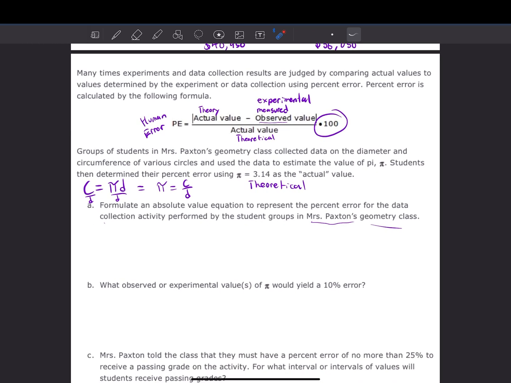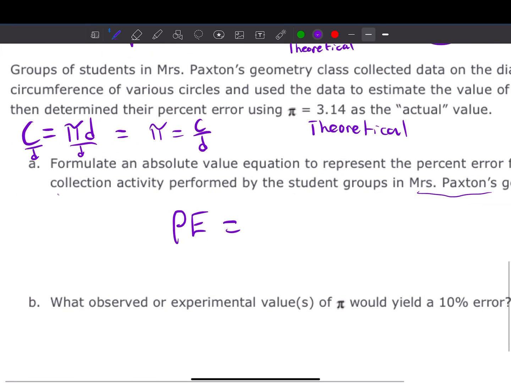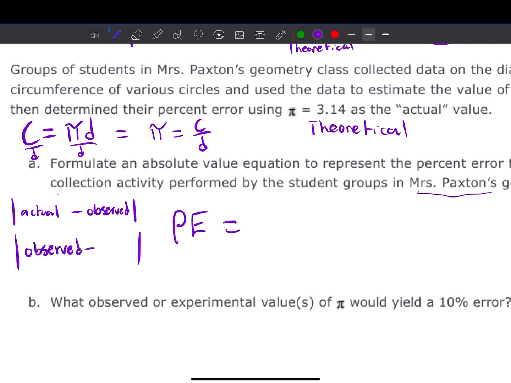So we formulate our absolute value. Percent error equals the theoretical value of pi. So off to the side here, you could write actual minus observed, that difference between those two in the absolute value bars, or you could flip the order. And there is no noticeable difference. Because if you take the difference of two things and flip-flop them, one of them is going to be positive, one's going to be minus, depending on which is bigger. But if you take the absolute value of both of these things, they're exactly the same.